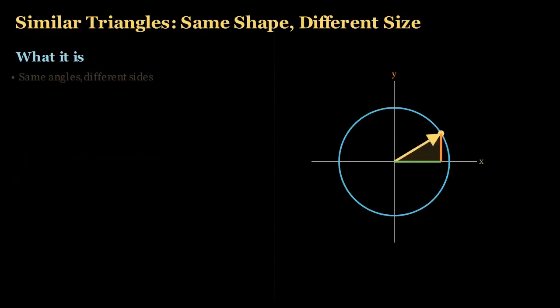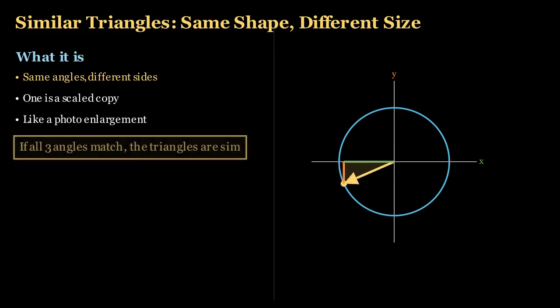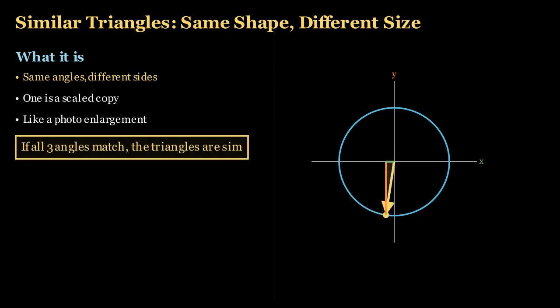Imagine you take a photo of a tree and then print it twice as big. The tree looks exactly the same, just larger. That similarity: two triangles with the same 3 angles, but their sides are multiplied by a scale factor.